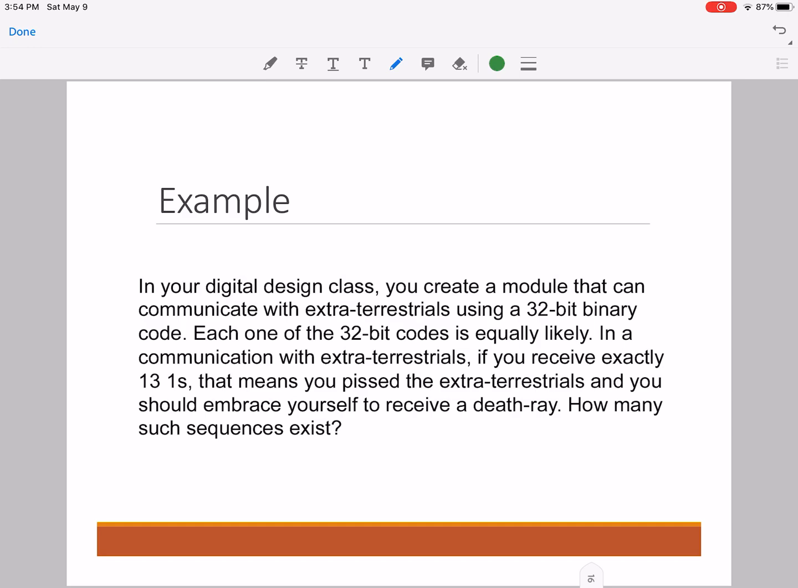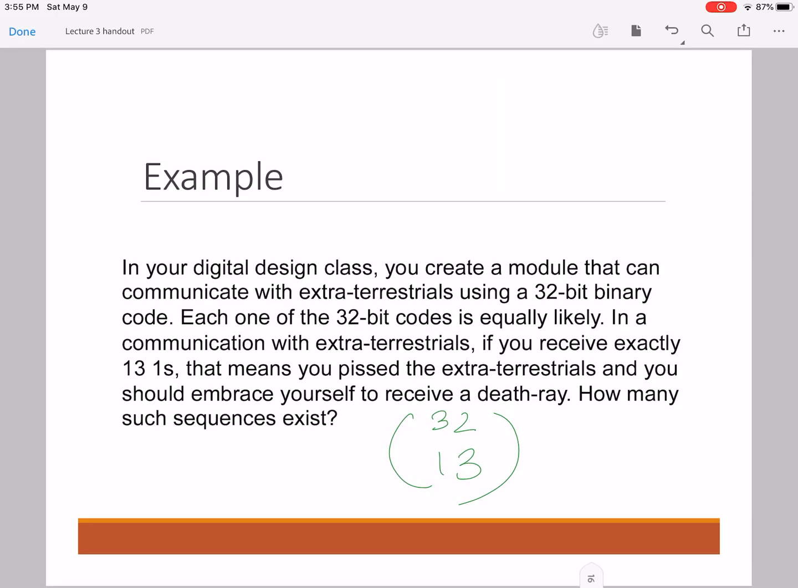So, how many sequences are there such that there are exactly 13 ones? This question can be answered by asking ourselves: in how many ways can I choose 13 spots out of 32 to place my 13 ones, where the others are zeros? That answer is 32 choose 13. So that's a straightforward application of counting principle number 4.